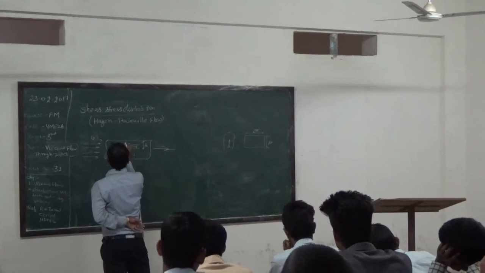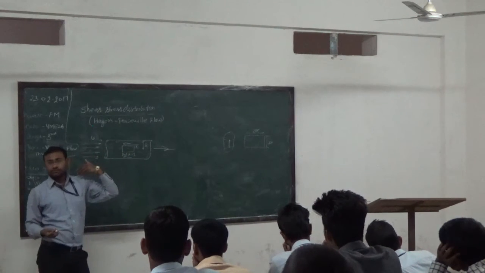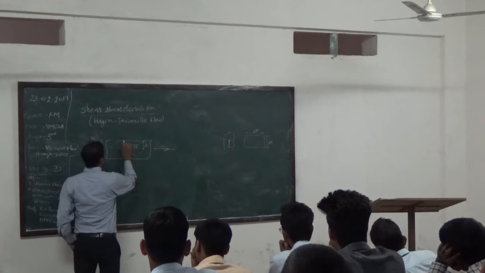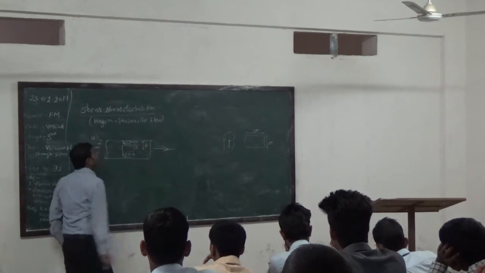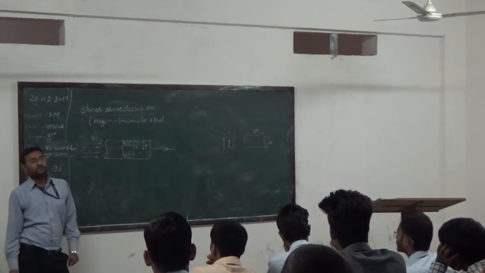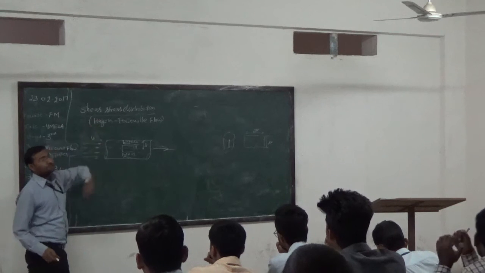The shear force will act in the opposite direction of flow. So it is tau 2 pi r into dx. Clear? Now the next is pressure force.